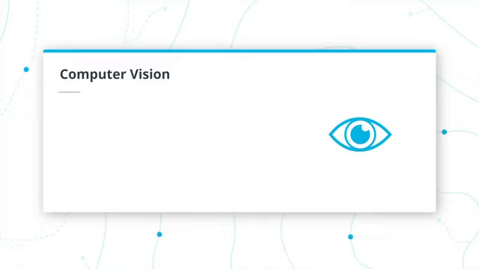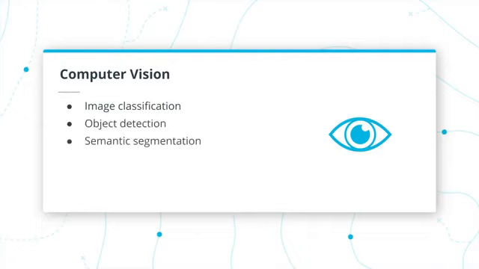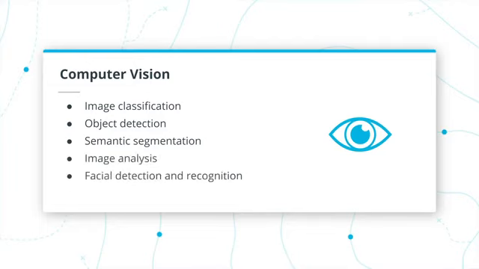The first type of workload we will talk about is computer vision. This is the ability for an artificial intelligence system to process data from images and video. Within computer vision itself, there are 6 scenarios we will cover here: image classification, object detection, semantic segmentation, image analysis, facial detection and recognition, and optical character recognition, also known as OCR.